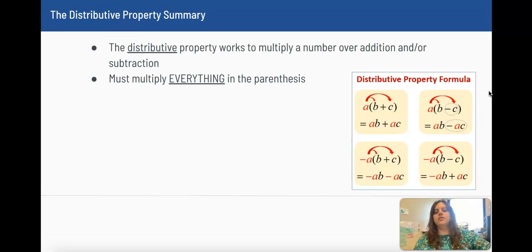To summarize our distributive property, the distributive property works to multiply a number over addition or subtraction, and you must multiply everything in the parentheses. Here is one nice little general example of distributing a positive number over addition, a positive number over subtraction, a negative number over addition, and a negative number over subtraction. Feel free to copy down this general little help piece if it is helpful to you. You have room in your notes to copy that down if you would like.